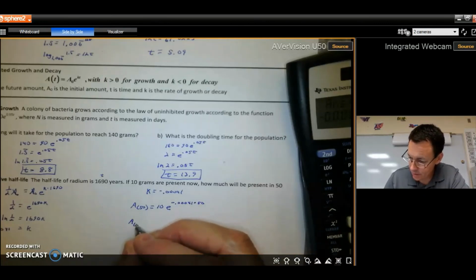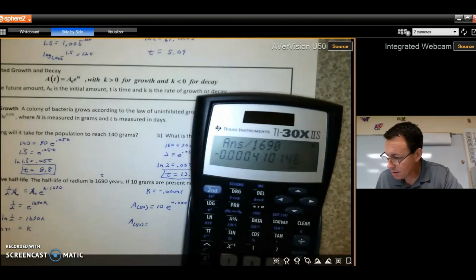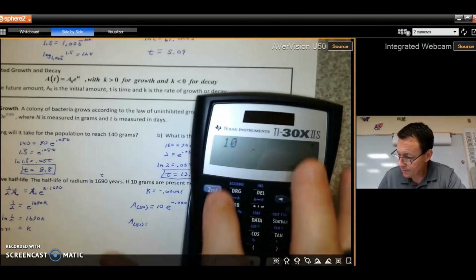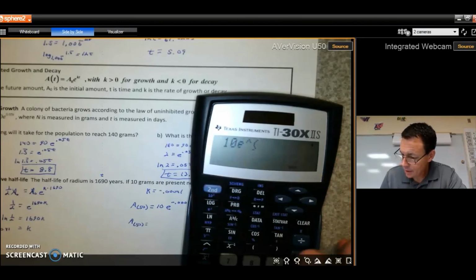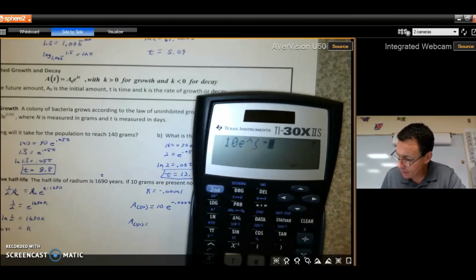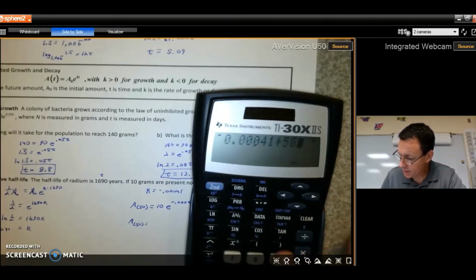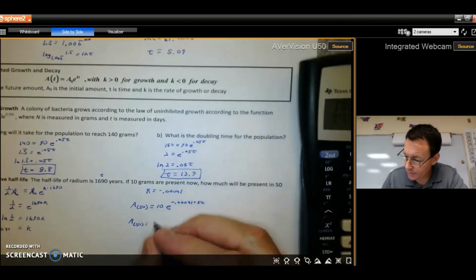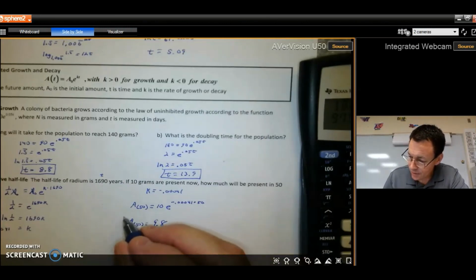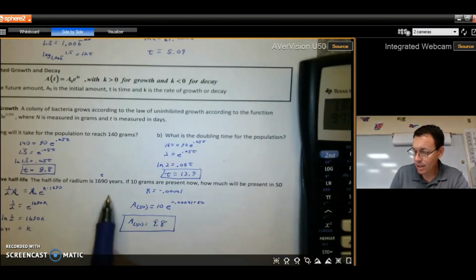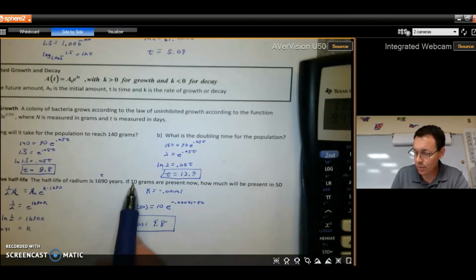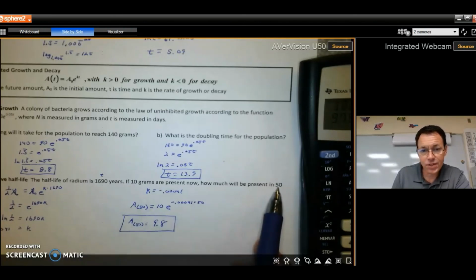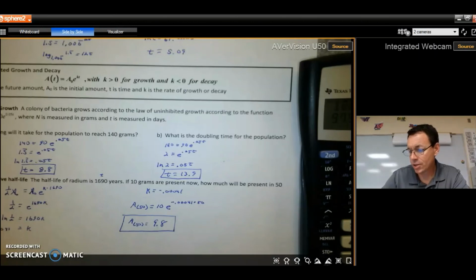The amount that I will have in 50 years is 10 times E to the negative 0.00041 times 50, 9.797, we'll say 9.8. Okay, this stuff does not decay very fast. It takes 1,690 years to go from 10 grams to 5 grams, because that'd be a half amount. So in a mere 50 years, this stuff is not going to shrink down very much, so 9.8.